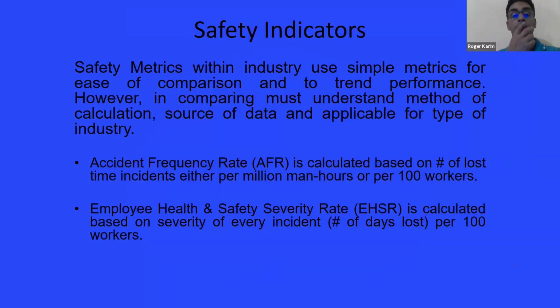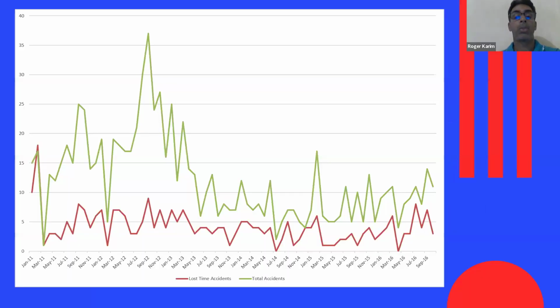Safety indicators are always useful. Invariably, you always want to know, how am I performing in relation to another utility or to the sector? Generally, we use very simple accident frequency rate or employee injury severity rate. These are calculated per million man hours or per 100 workers. So we trend data and try to see how we are doing on a monthly basis against an agreed target set by the board. This is one such graph tracking total accidents and lost time accidents over a period of time.